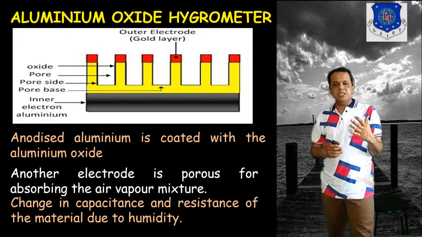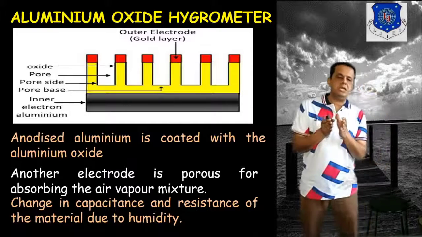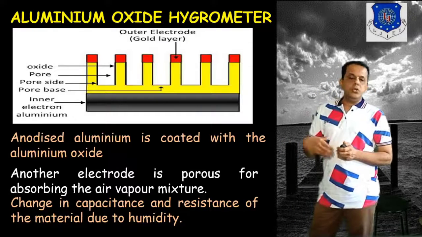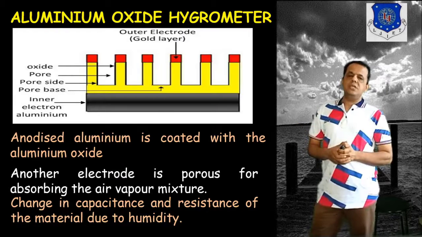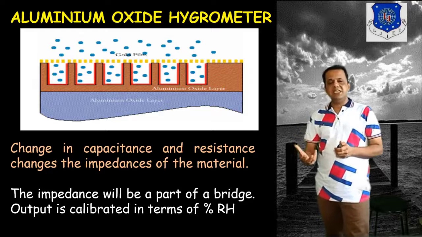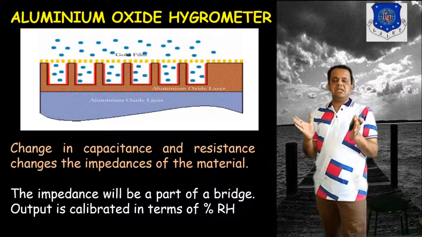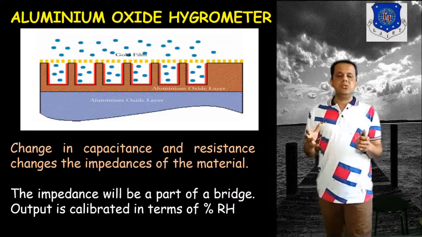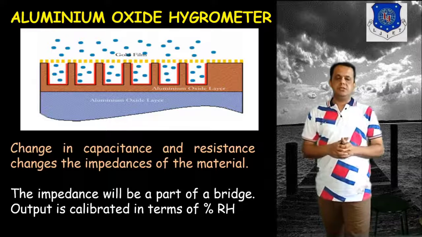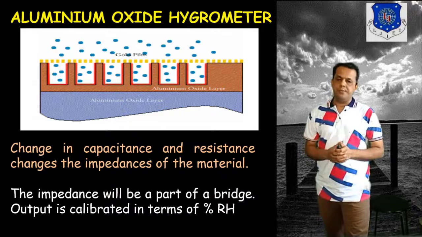Then there will be a change in the capacitance and resistance both of the material. The material is aluminium oxide based, and due to humidity, the capacitance and resistance will change. This will affect the overall value of the impedance. Impedance Z is equal to the square root of R square plus X square, where here we are talking about R and XC, the capacitive reactance. So this change will be in the total value of impedance.